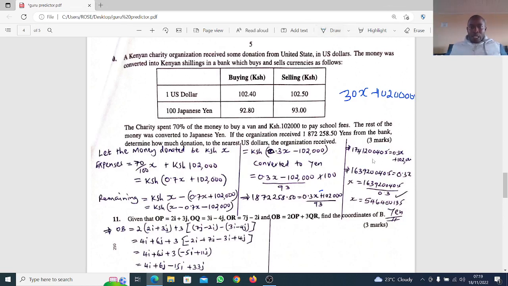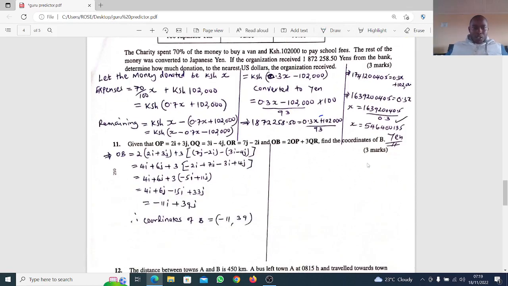So let's proceed to the next question, question number 11. The question is saying that given that OP equals 2i plus 3j, OQ equals 3i minus 4j, OR equals 7j minus 2i, and OB equals 2OP plus 3QR. To get QR, it is R minus Q. Find the coordinate of B.